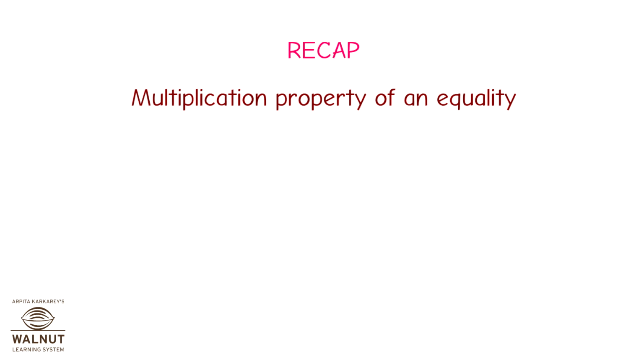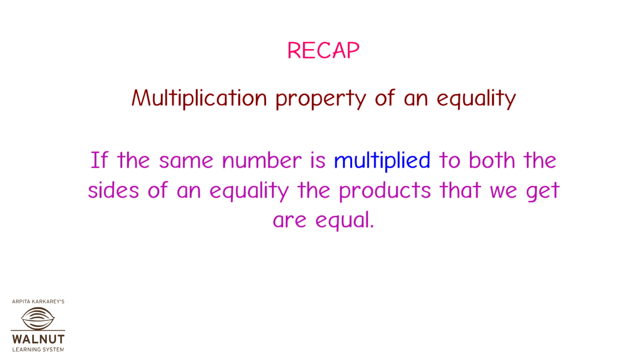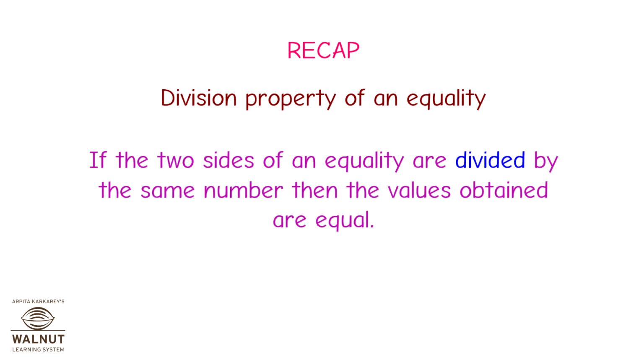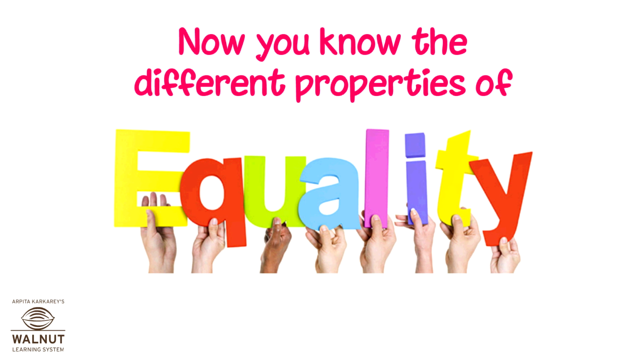Multiplication property of an equality. If the same number is multiplied to both the sides of an equality, the products that we get are equal. So, if A is equal to B, then A multiplied by C is equal to B multiplied by C. Division property of an equality. If the two sides of an equality are divided by the same number, then the values obtained are equal. So, if A is equal to B, then A divided by C is equal to B divided by C. Now you know the different properties of equality.